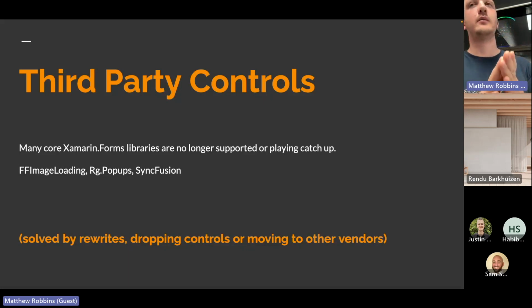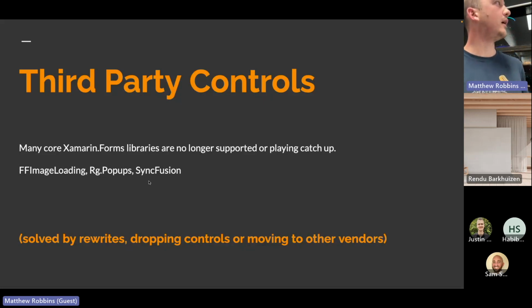So 3 that immediately come to mind, and you may have heard me point these 3 out tonight. FFImageLoading, because it's just so widely used. That hasn't had a commit in 4 years, so that's a little concerning. We're trying to find ways around it at the moment. RG Popups, same thing, that hasn't been touched in a while. But this one you can work around by just switching to the community toolkit popups. It's more or less the same thing.